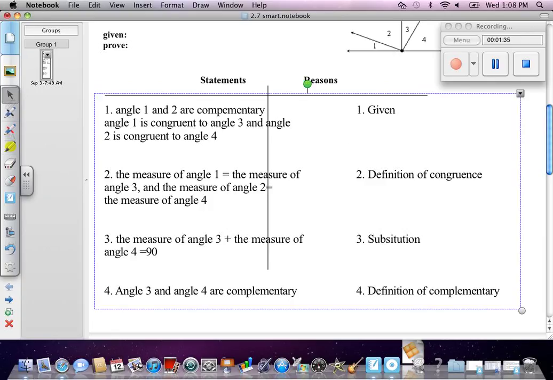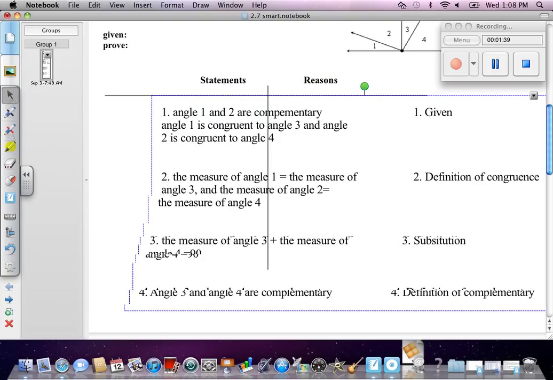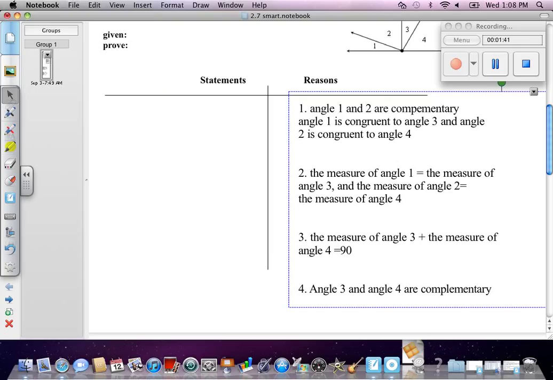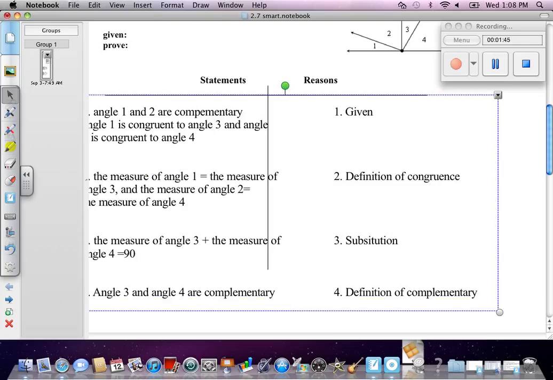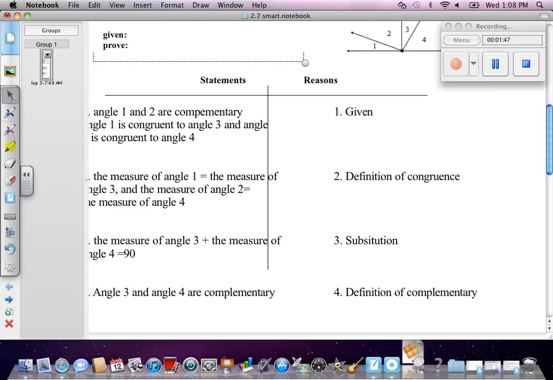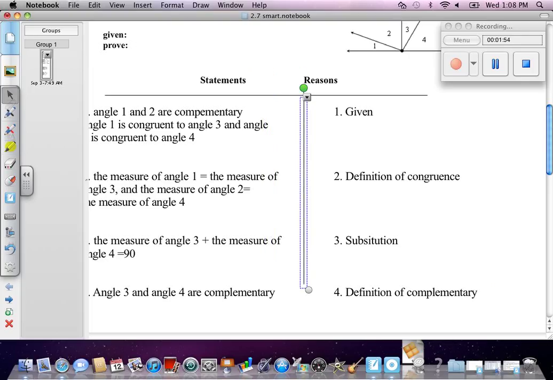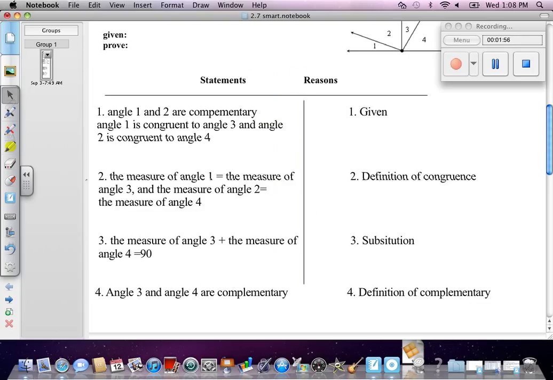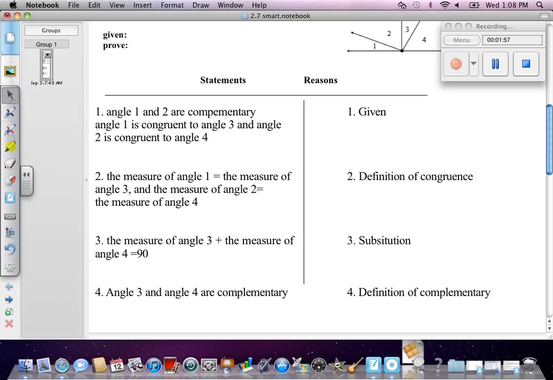Let me see if I can make this a little bit bigger. Okay, I'm just trying to make it bigger and divide correctly. Computers are crazy. There we go. Okay, hopefully that's bigger.